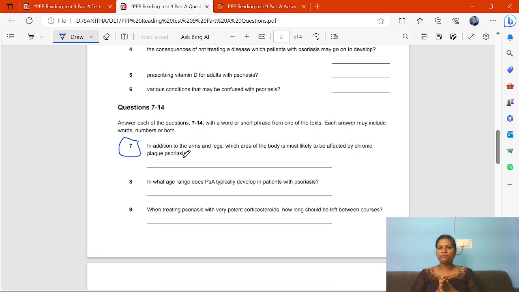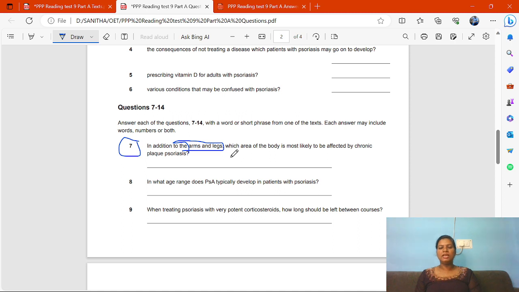We are going to do the first question, that is question number 7: in addition to the arms and legs. I am always telling you, you have to underline the keywords with your pencil. You are going to find these keywords in the passage, and you will get the answers wherever you find the keywords. If you don't find the keyword there, you won't get the answer there. So you have to underline what the question is asking, the main keywords. What is the main keyword? In addition to the arms and legs.